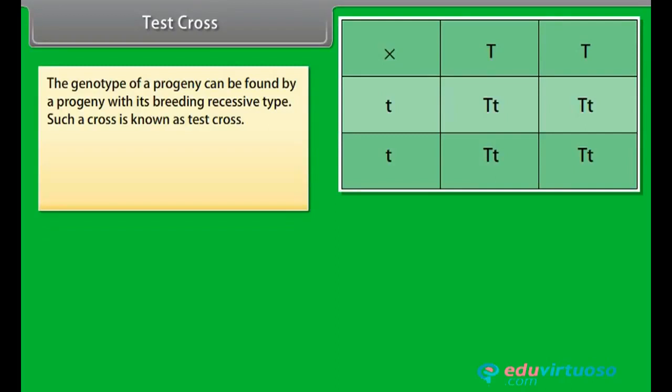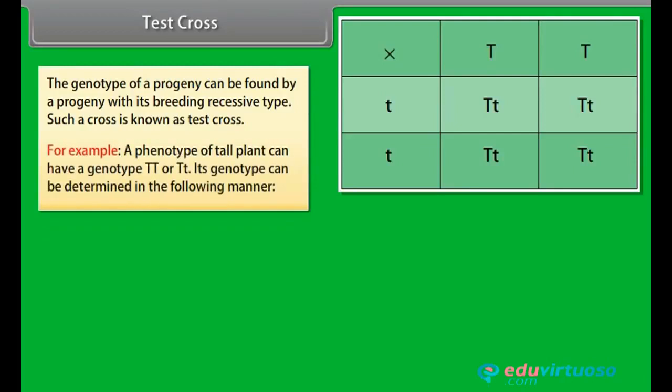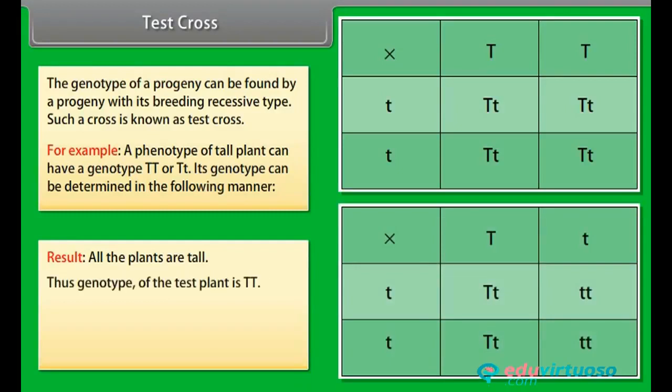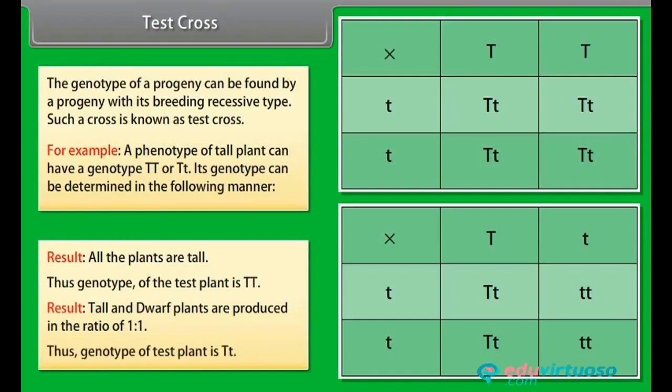Test cross. The genotype of a progeny can be found by crossing the progeny with its recessive parent. Such a cross is known as test cross. For example, a phenotype of tall plant can have a genotype TT or Tt. Its genotype can be determined in the following manner. In the first case, all the plants are tall. Thus, the genotype of the test plant is TT. In the second case, tall and dwarf plants are produced in the ratio of 1:1. Thus, genotype of test plant is Tt.